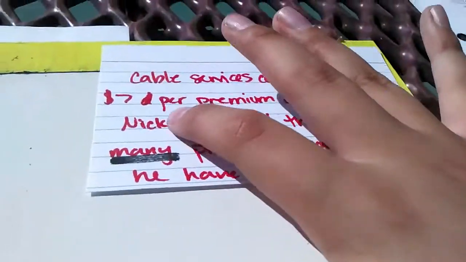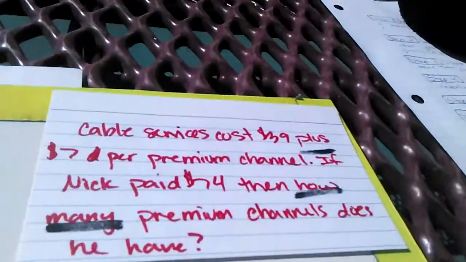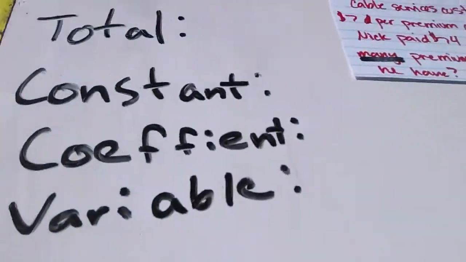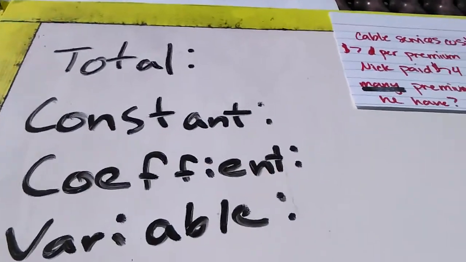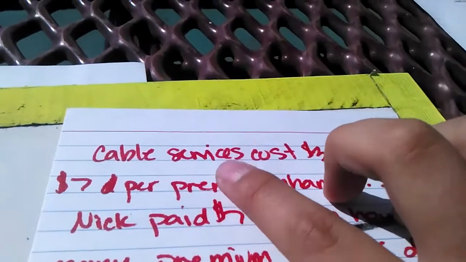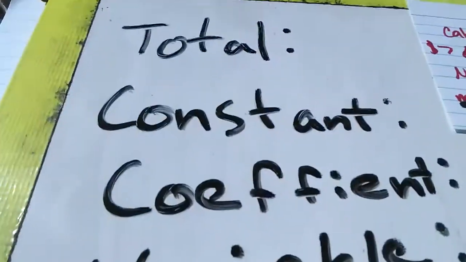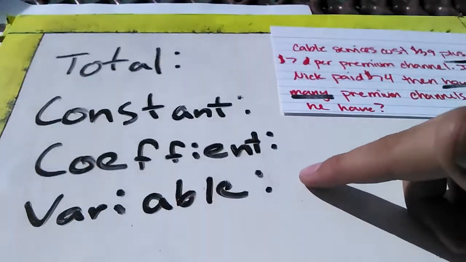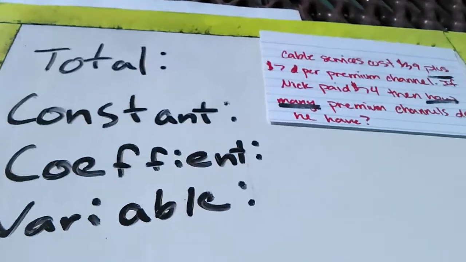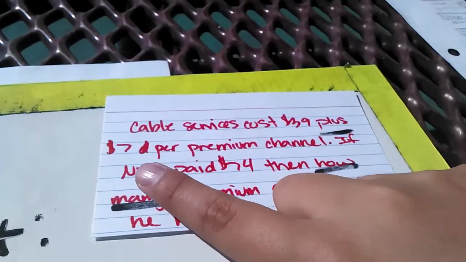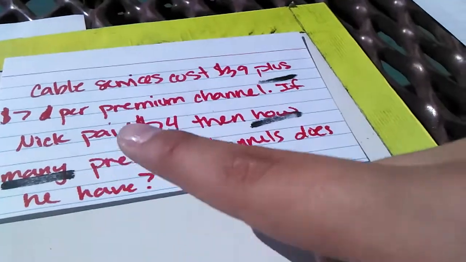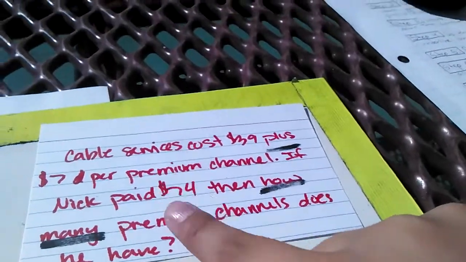Okay, so now that we know what this is, it is addition because of the plus. And I think per has to do something, but I don't remember what it was. But it does have something. So now we have to look for the numbers and write them down for the total, constant, coefficient, and variable. If you look right here, it says cable services cost $39. So 39 would be one of these, except for the variable. The variable is just whatever. Okay, so then we're gonna keep going. So $7, that is also one of these, and then the last one is 75.